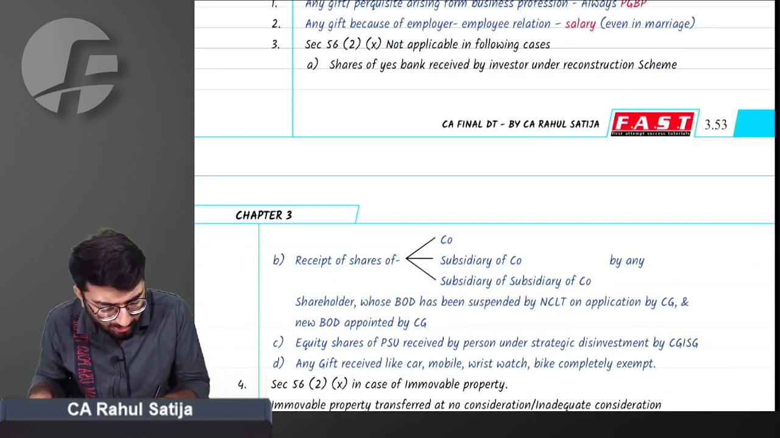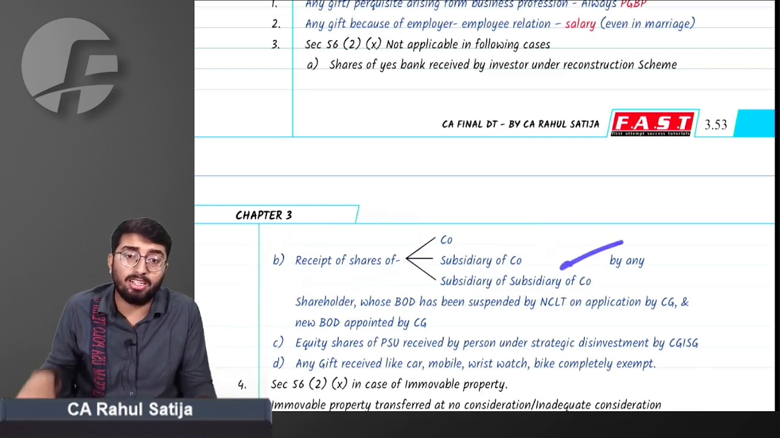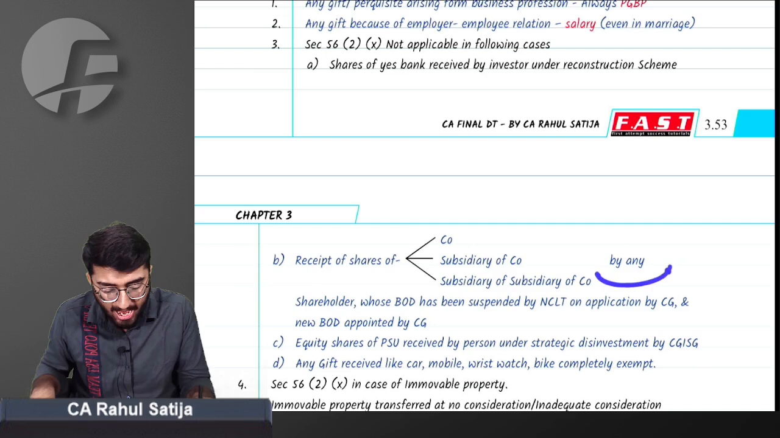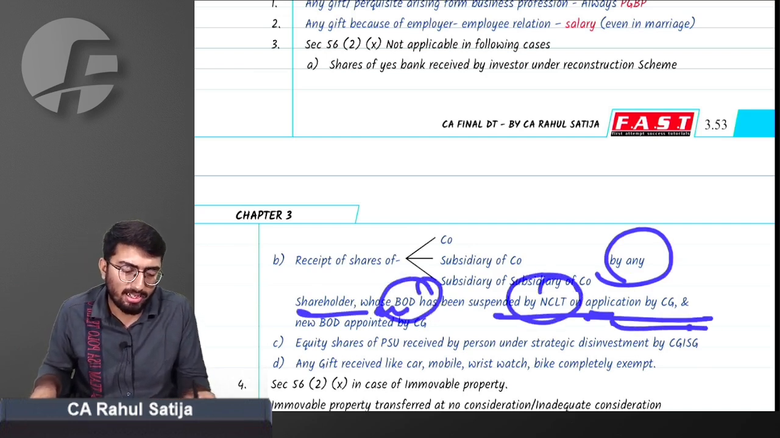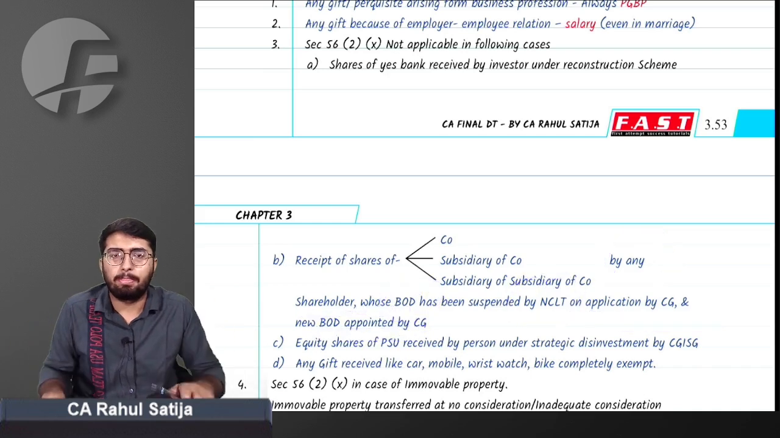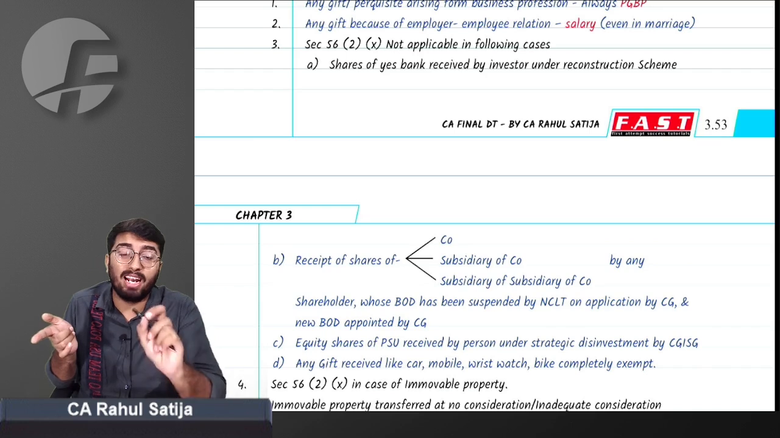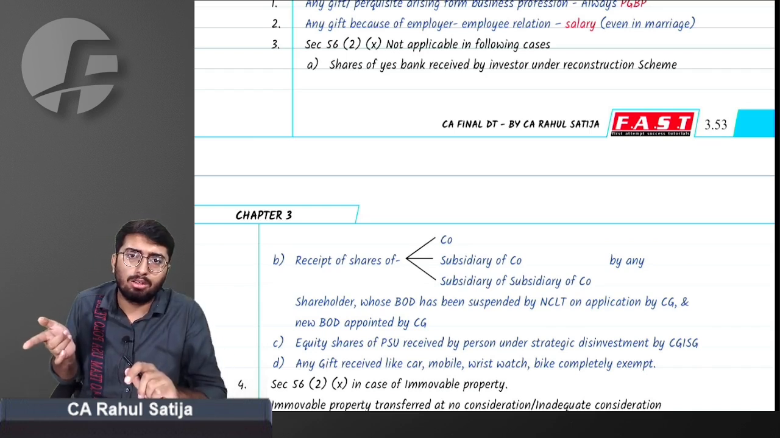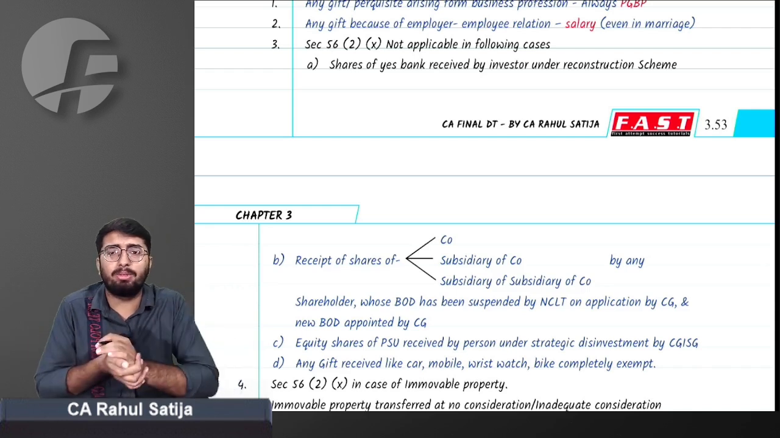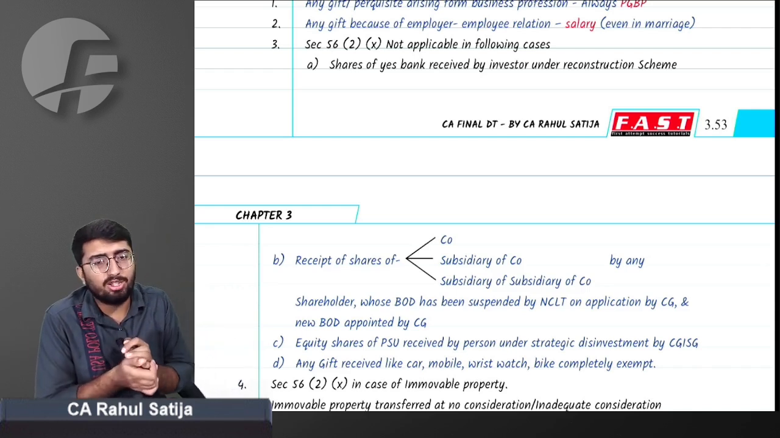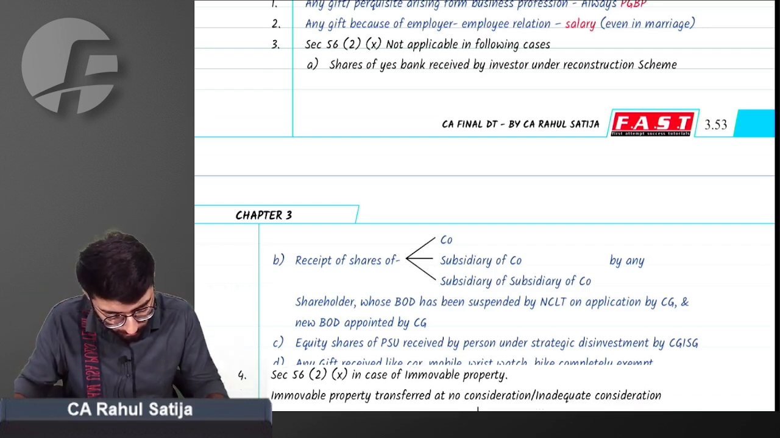So if you receive any shares of a company or shares of a subsidiary of a company, where the board of directors has been suspended by the NCLT, and you receive shares of that company at a lower consideration, or shares of the subsidiary of such company, then any inadequate consideration paid will not be liable for gift under section 56(2)(x).